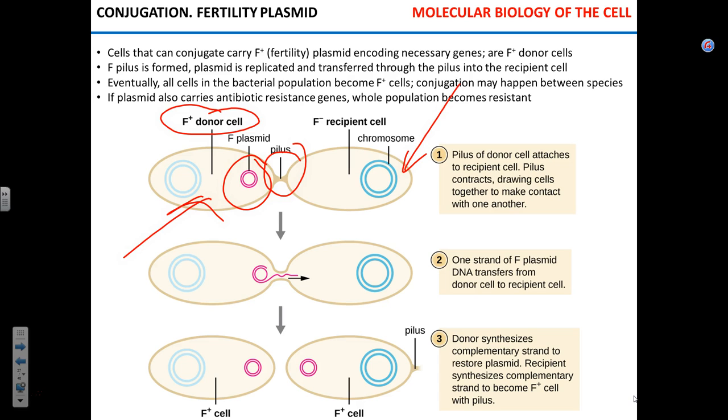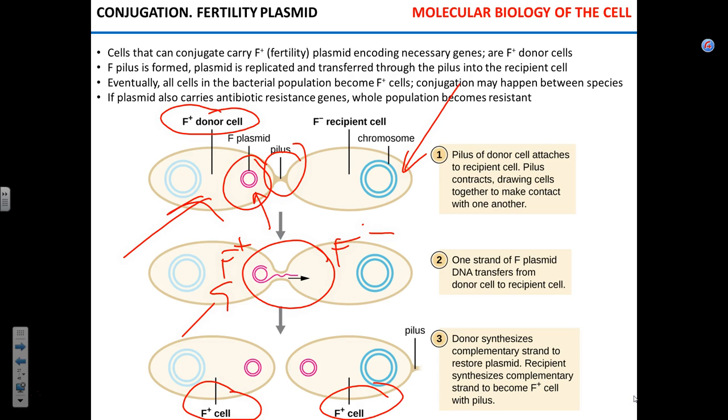The plasmid gets replicated and is transferred from the F-positive cell to the F-negative recipient cell, producing two F-positive cells. Does that make sense? Okay?